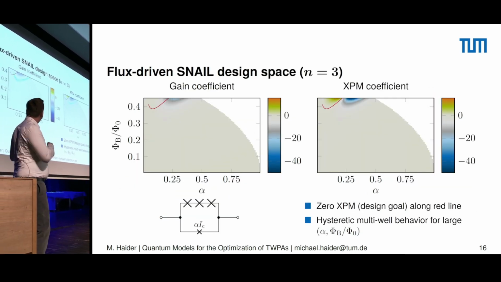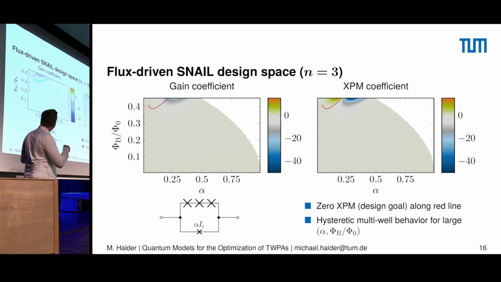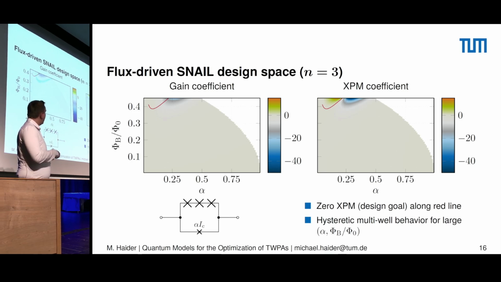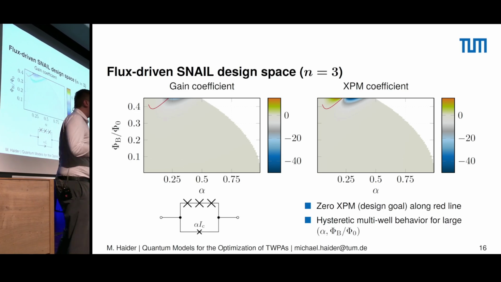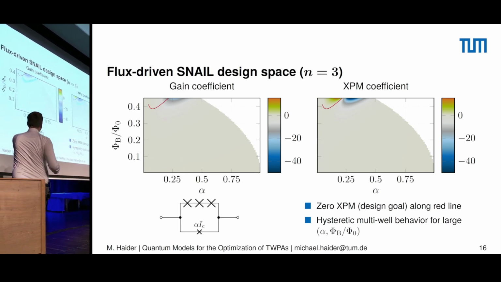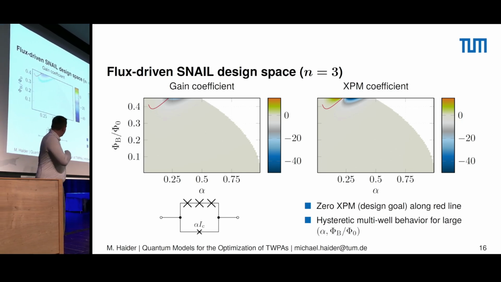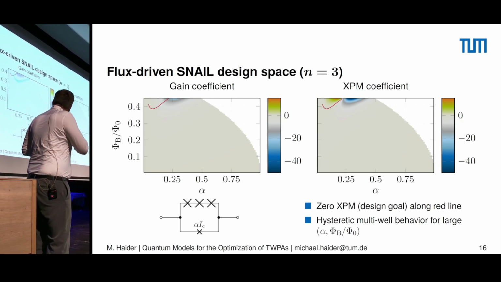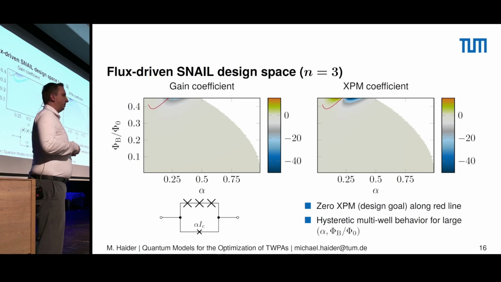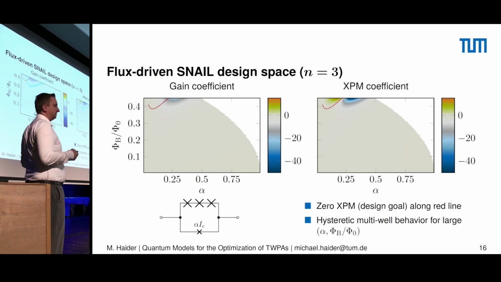Well, we can take a snail. A snail consists of a small junction and a number of large junctions. We used 3 in this case. And what we did is we plotted our degrees of freedom. What choices do we have? Well, we can choose how small we make the small junction in comparison to the big junctions. And we can also choose the DC flux bias that penetrates this loop here, right? Those are our degrees of freedom. So this is our design space that we basically have.